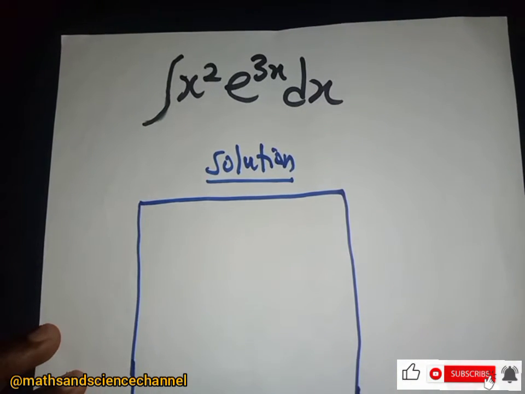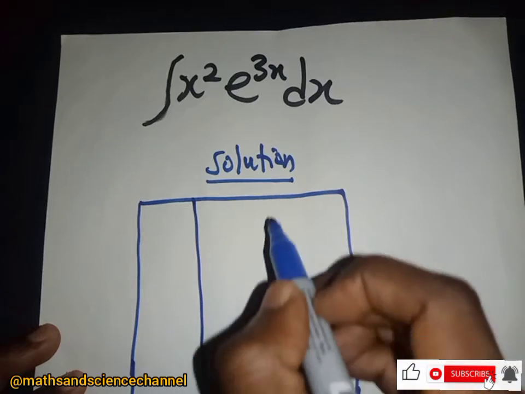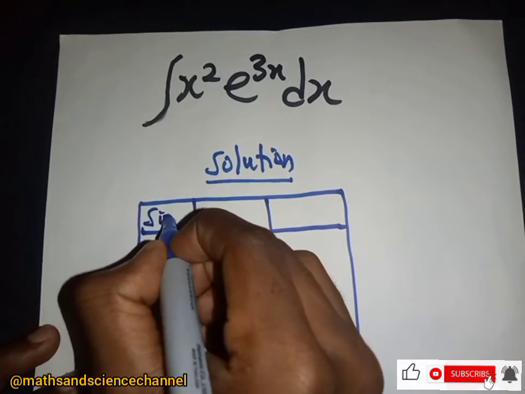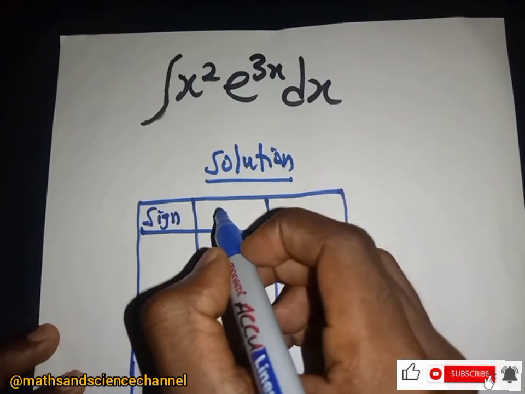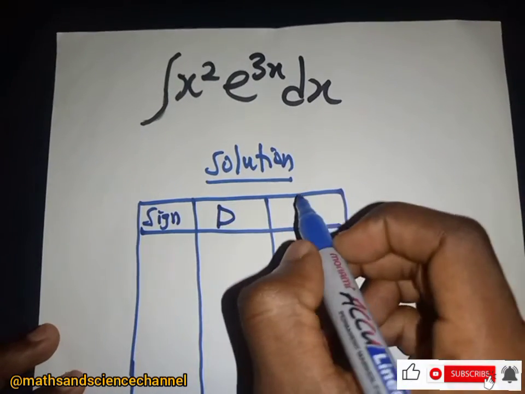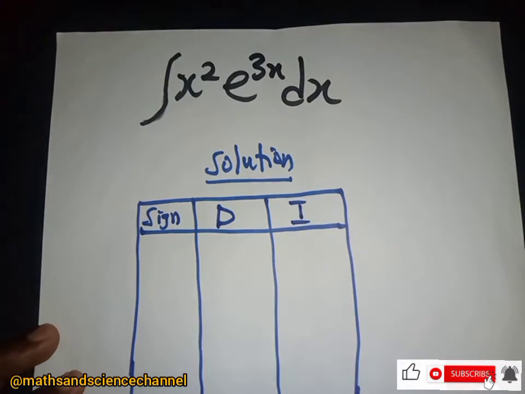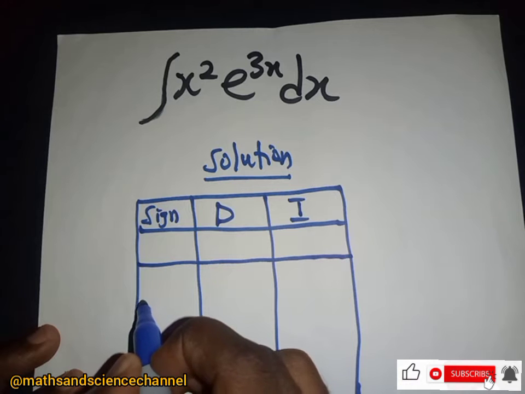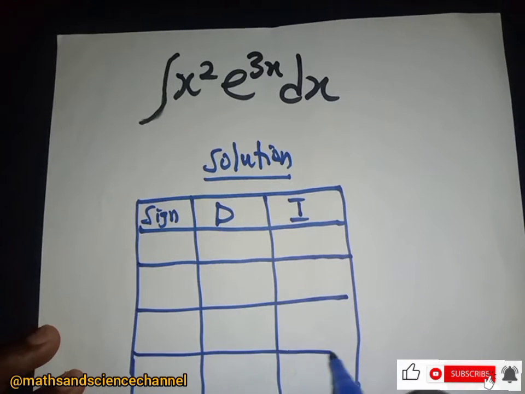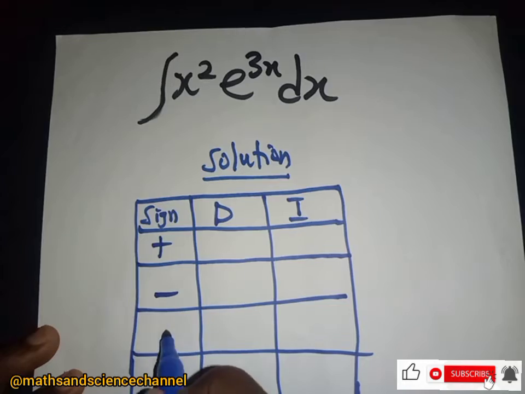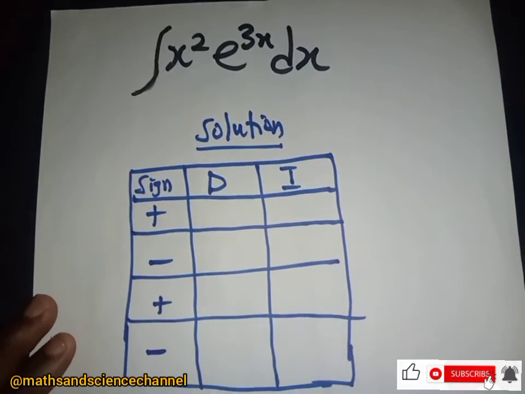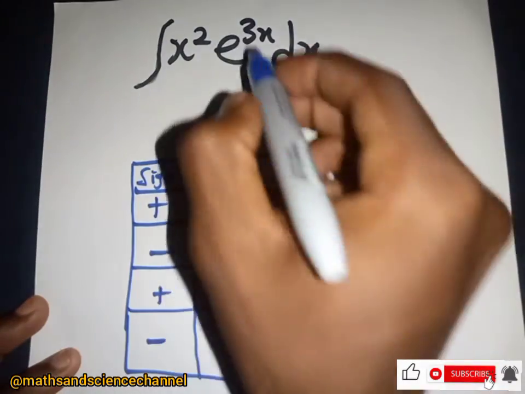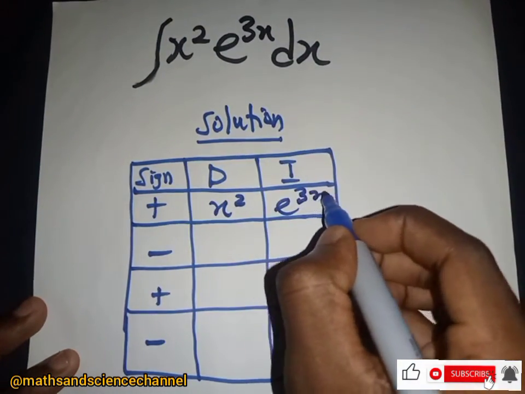So we have a table here, right? We divide this into three. The first part we have the sign, the second part we have the differentiation, and then we have the integration. So the first one has to be, so we have positive, negative, right? Now we have the first one, which is x squared, and then e to the power 3x here.